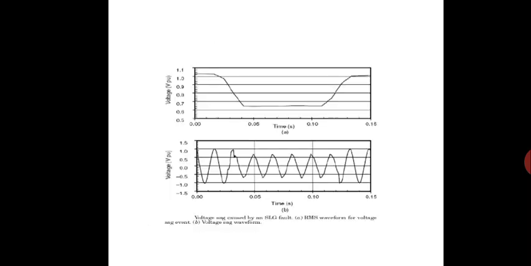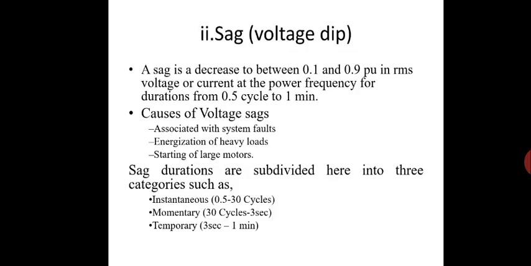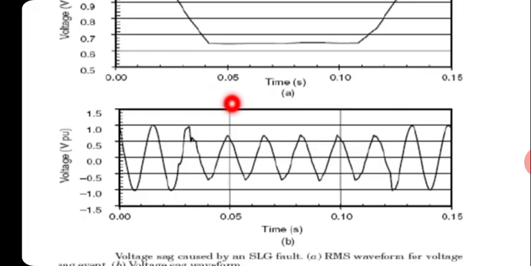So next one, you can see the voltage sag. As I earlier told you, it is a decrease between 0.1 to 0.9 per unit. So you can see it is the decreased voltage. Normally 1 per unit voltage, then it starts decreasing here, and you can see this is almost 0.9 per unit voltage decrease. And you can see it is of three types: instantaneous, momentary and temporary. So you can see first cycle, one upper and lower cycle completed here, 1 2 3 4.